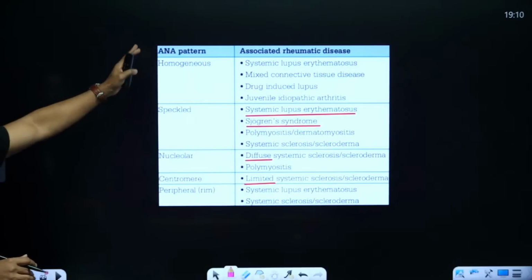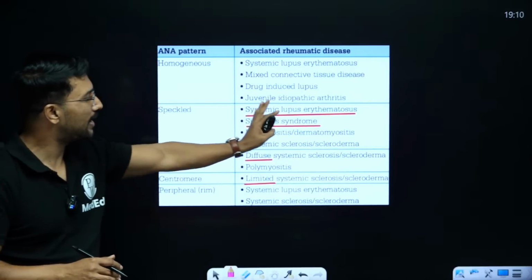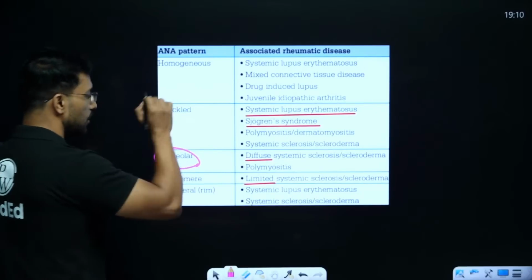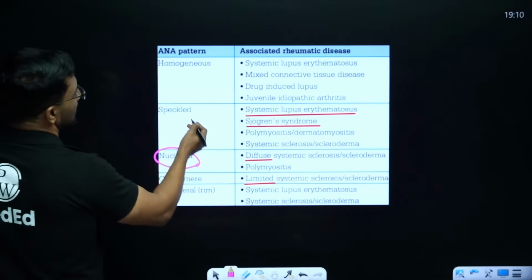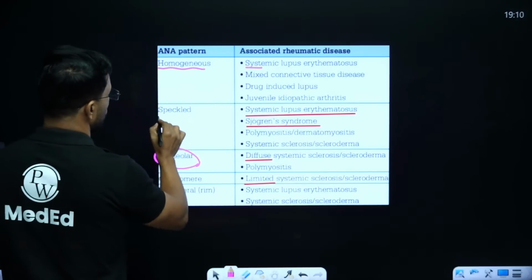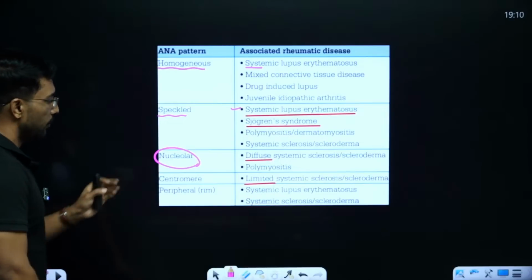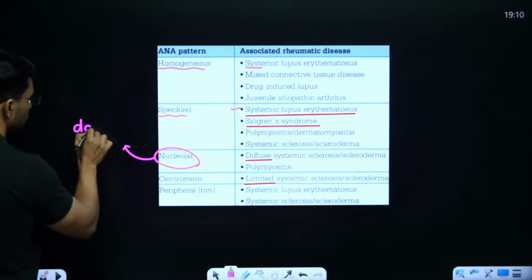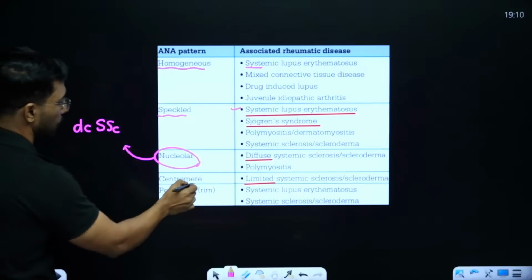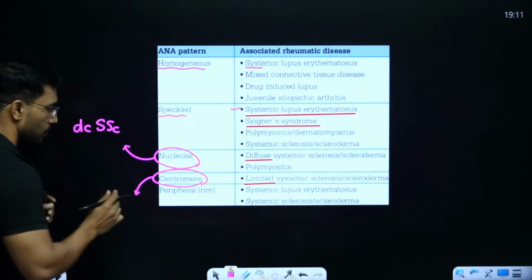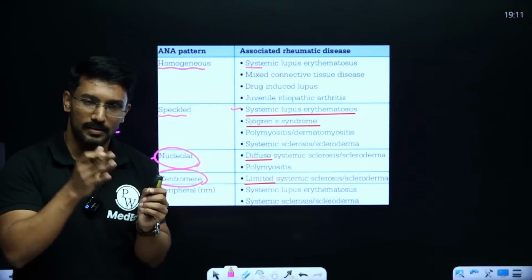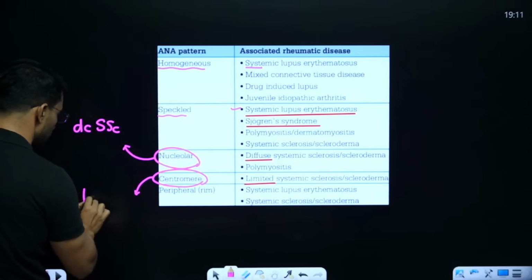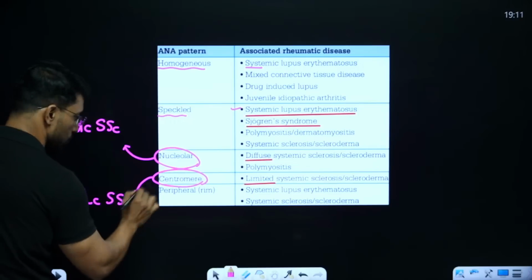So I have summarized a small table of ANA pattern and associated rheumatic diseases, and I have highlighted a few. So if you are dealing with nucleolar pattern, in case of the SLE, you can either get homogeneous pattern or speckled pattern. But if you are getting nucleolar pattern, you should think of, there are two types of scleroderma. You can think of diffuse cutaneous systemic sclerosis. And if you are getting this centromere pattern, in fact, you remember, right? One of the antibodies that you get in limited cutaneous scleroderma is anti-centromere antibodies. So if you are getting this centromere pattern, you should think of limited cutaneous systemic sclerosis.